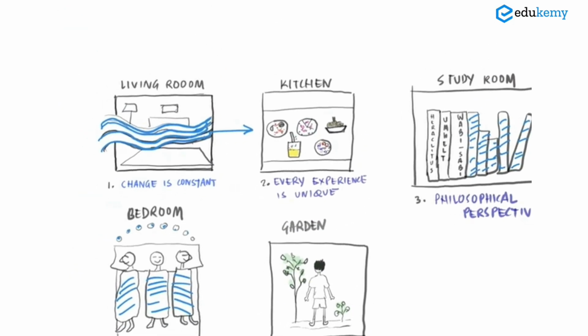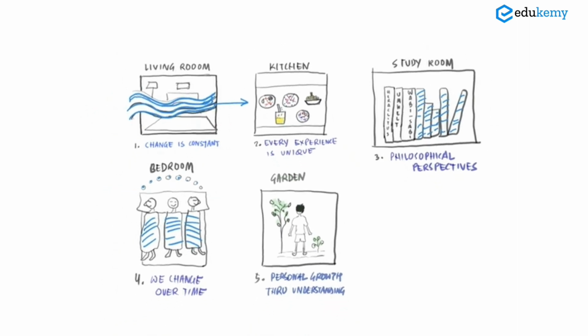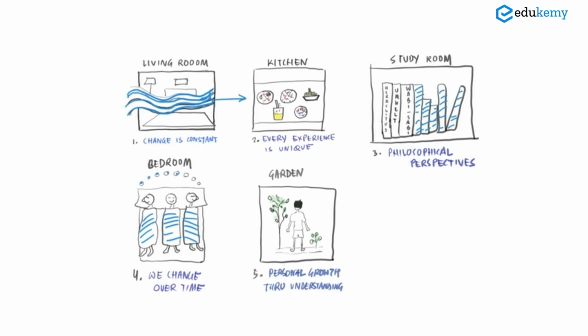So now you walk through, right? That's when you have to recall this, whatever you've put in the memory palace, you walk through. So for example, you walk through your living room, you remember that change is constant. Then you go into your kitchen and you see these dishes, right? Different dishes, pizza, ice cream, drink, and you remember that every experience is unique, right? And then you step into your study room and here's the bookshelf, right? So you suddenly see these three books, Heraclitus, Umwelt, and Wabi Sabi, and you say, yes, that's the philosophical perspectives I need.